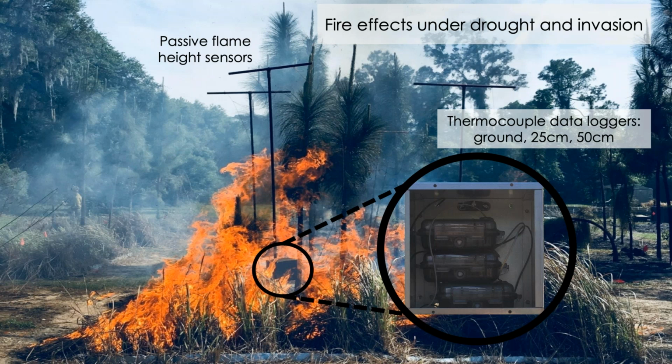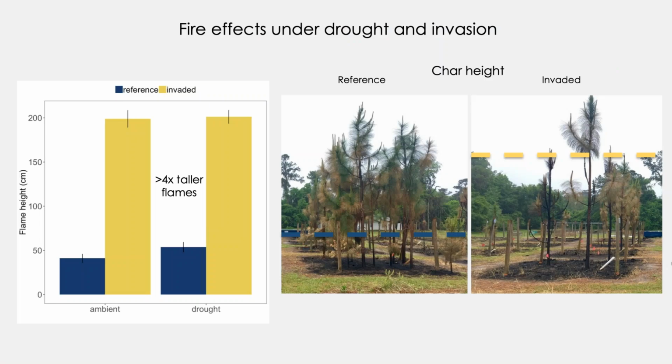So you see on the left, passive flame height sensors, which are these T-bars with fire retardant soaked string hanging from them, provides a relative measure of flame height. And then we used thermocouple data loggers placed at ground level, 25 centimeters and 50 centimeters, to measure fire temperatures every second.